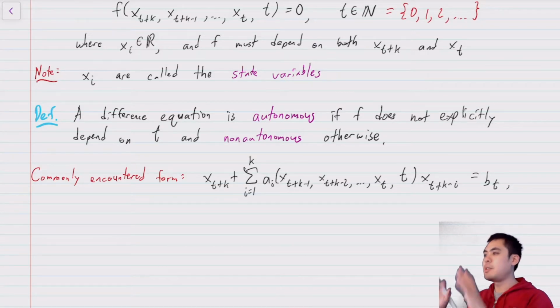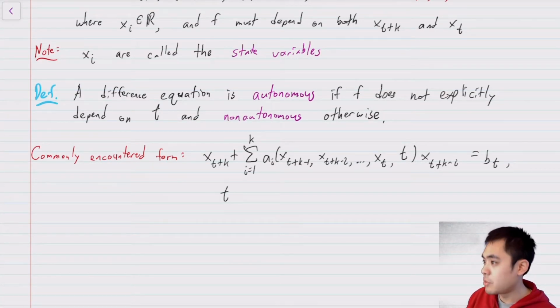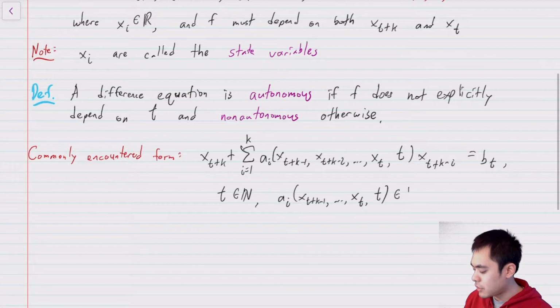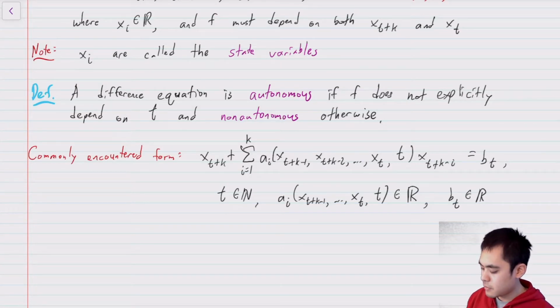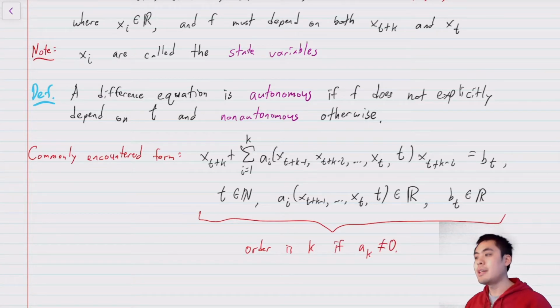The b sub t is obviously only dependent on t, and it can't be dependent on any of these state variables. So here, what do we need? We have that t, again, is a natural number, and we know that the functions a sub i, taking x sub t plus k minus 1 through x sub t and t, take values in the reals. And of course, b sub t also needs to be a real number. And the order is k if a sub k is not equal to 0. So when we write out our difference equation in this form, it's relatively easy to determine whether or not the order is actually k.